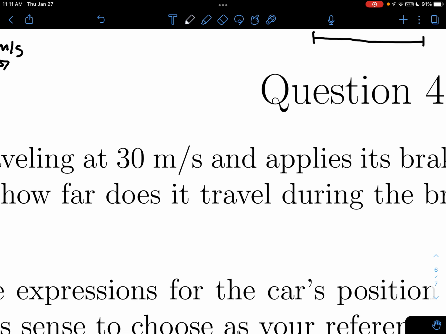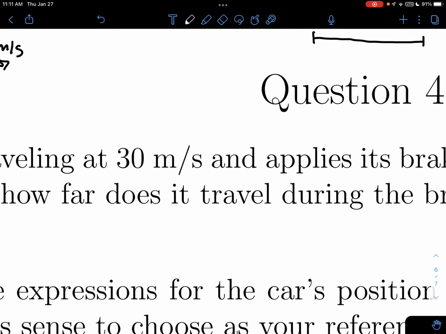Our position as a function of time, we're given that it's the initial position, which we just said was 0, plus our initial velocity, which we said was 30, times t. And again, I said this was a positive 30 just because that's the way I set it up, right? Plus 1/2 times our acceleration, which we said was negative 5 meters per second squared, t squared.